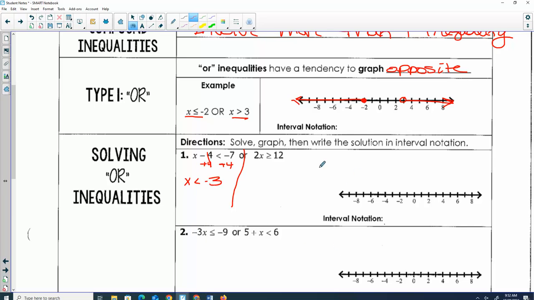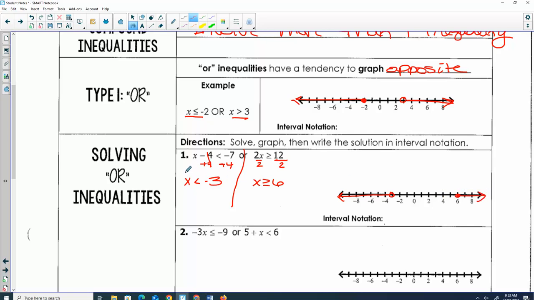When you go to graph that, would it be an open or closed circle at the -3? Open. And it's less than, so it's going to the left. Then I solve my other problem. So 2x is greater than or equal to 12. So we can divide by 2. So x is greater than or equal to 6. So that would be a closed circle at 6 and going to the right.